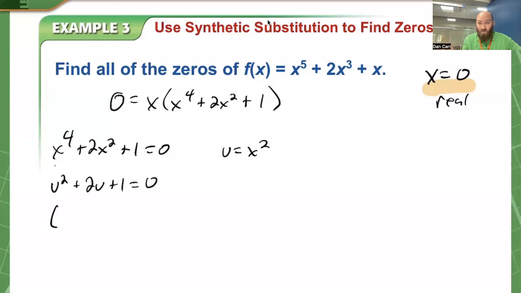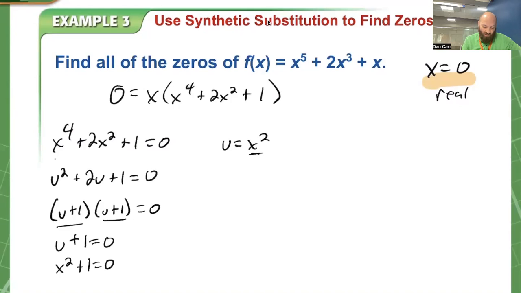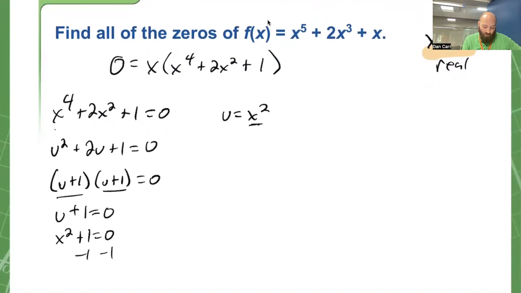What multiplies to 1 but adds to 2: u plus 1 and u plus 1. So because of that, all I care about here is that if u plus 1 times u plus 1 equals 0, then u plus 1 equals 0. Well, remember, I have x squared as u, so I could say x squared plus 1 equals 0. If I solve that, I subtract 1 over, so x squared equals negative 1, and then I square root both sides. Well, that means x is equal to plus or minus i. So there's my complex ones.